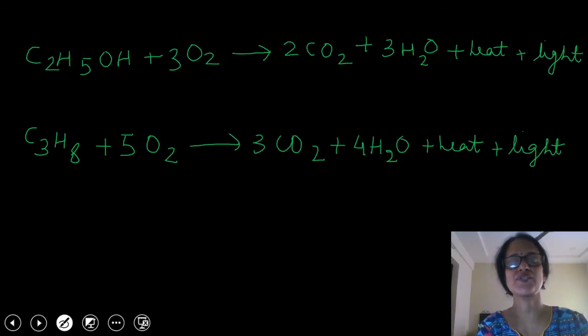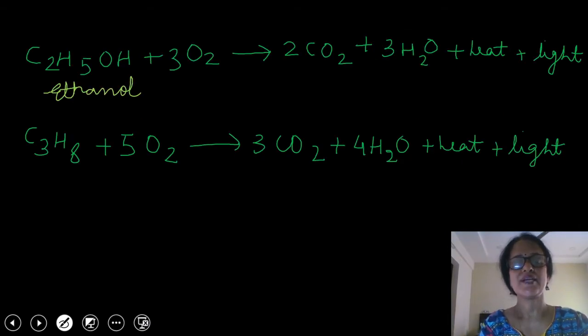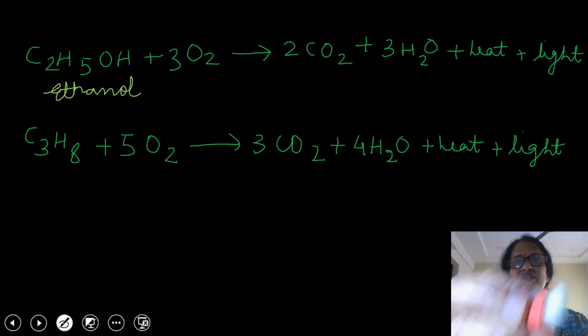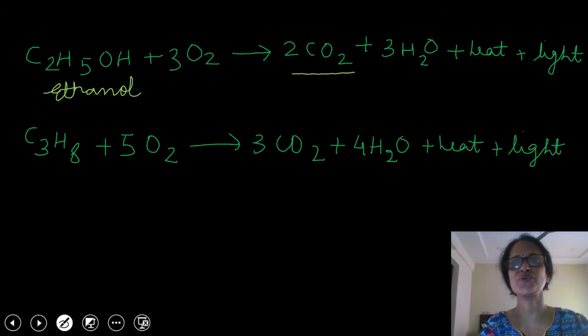Next example is of ethanol. Ethanol has the formula C2H5OH. As the number of carbon atoms in the reactant side is 2, the number of CO2 molecules produced will also be 2. Now we will see hydrogen atoms. In the reactant side, there are total 6 hydrogen atoms present in the ethanol molecule. So, water molecules produced will be half of 6, that is 3. So, 3 water molecules will be produced.